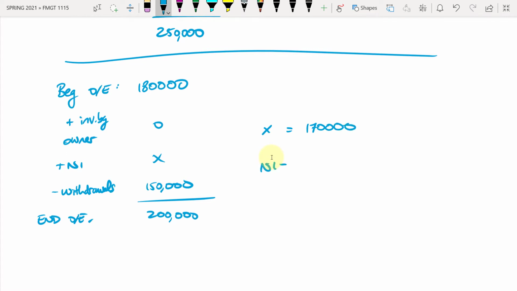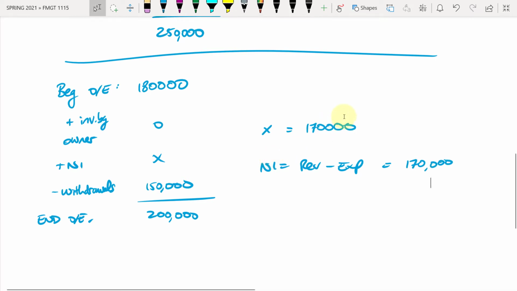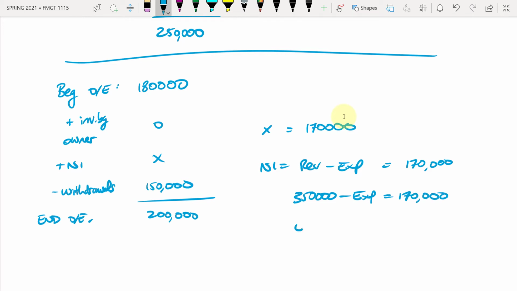Now we know our net income is also equal to our revenues minus our expenses. So we now know our revenues minus our expenses are equal to $170,000. We're told in the question that our revenues were $350,000 minus our expenses, and that's going to give us $170,000. Finally, we can solve for our expenses, and we get that our expenses are equal to $180,000.